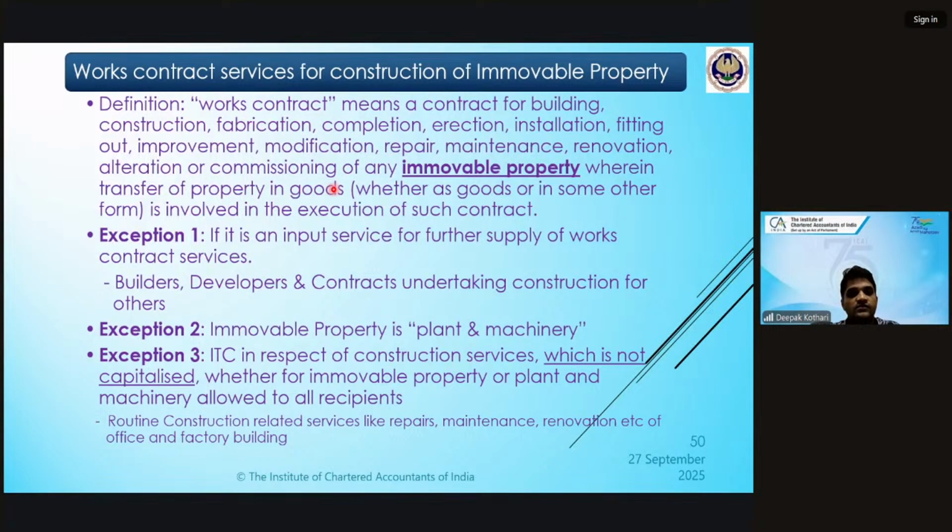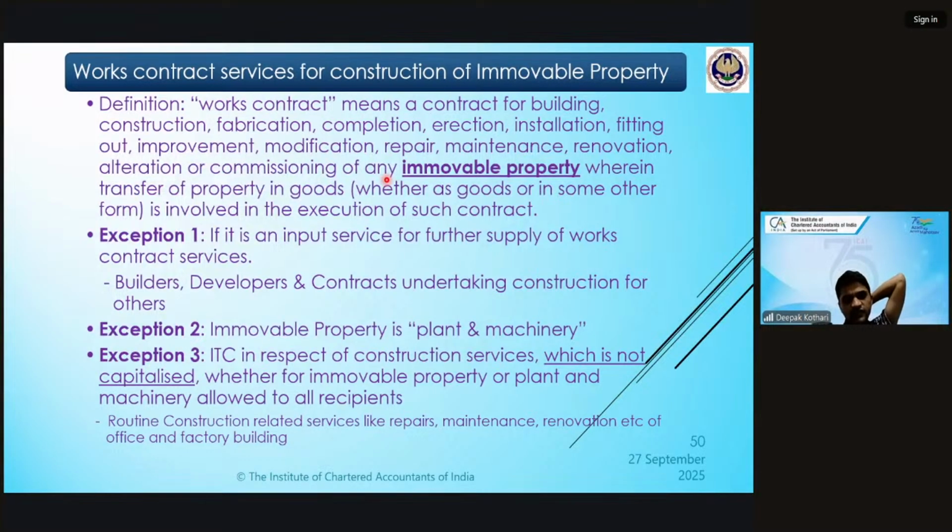इतना बड़ा पूछेंगे नहीं. It's not like a memory test over here कि आपको ये पूछेंगे कि tell me the definition of works contract. Definitely they won't ask, but you need to understand what is the works contract. Works contract means a contract for building, construction, all of this. मतलब आप छोटा काम कीजिए, बड़ा काम कीजिए, all of that where you are doing alteration or commissioning of any immovable property. This is very important.